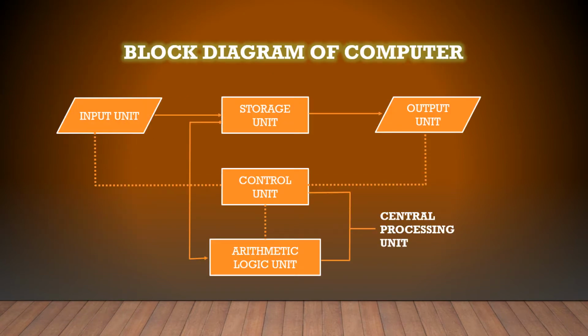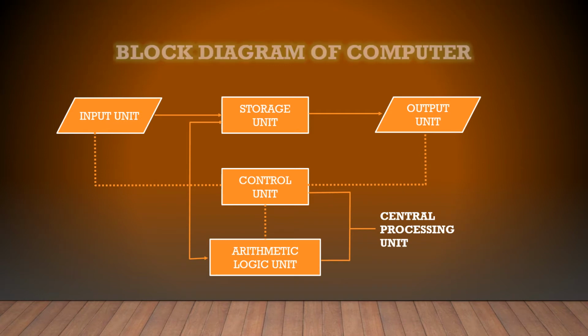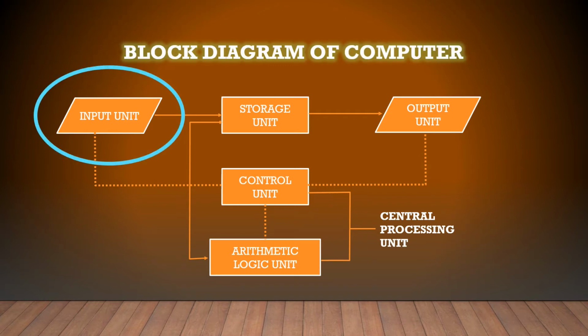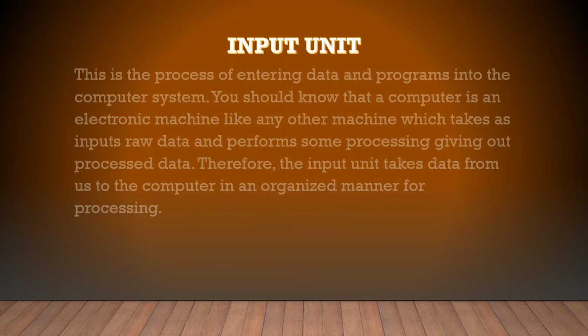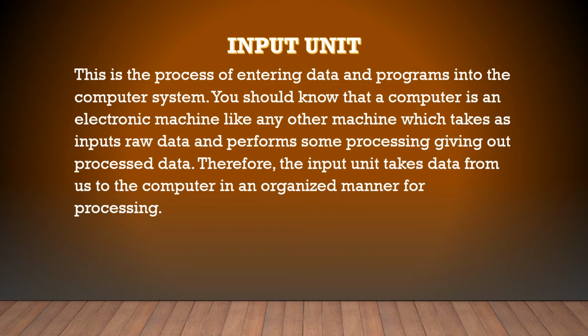So let's understand this diagram in detail. Start with the input unit. Input is the process of entering data and programs into the computer system. You should know that a computer is an electronic machine like any other machine, which takes raw data as input and performs some processing, giving out processed data. Therefore, the input unit takes data from us to the computer in an organized manner for processing.